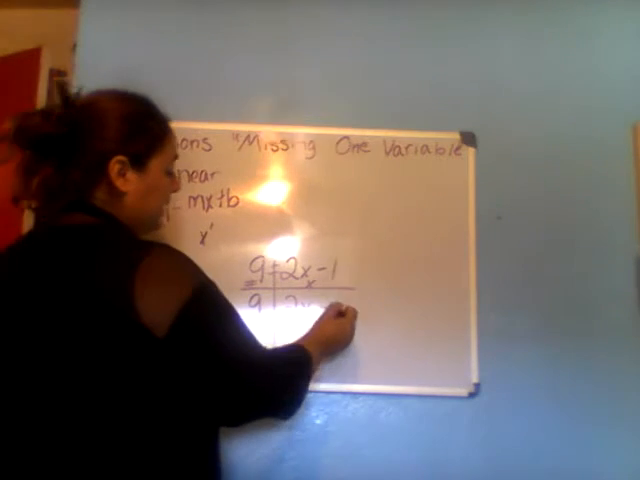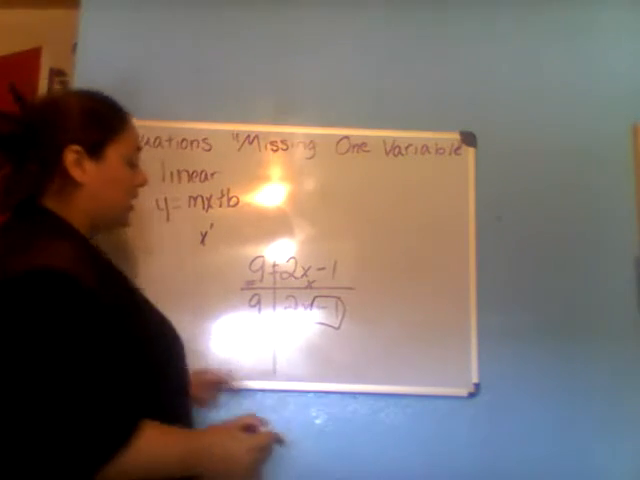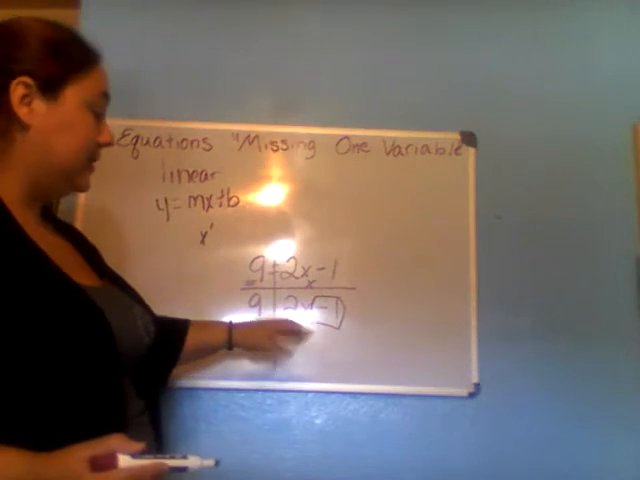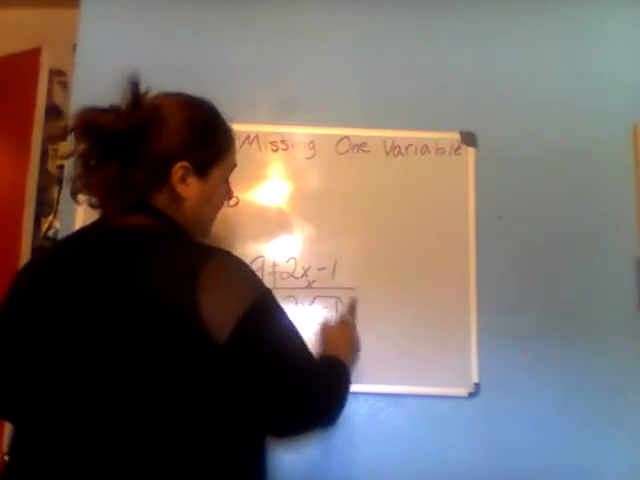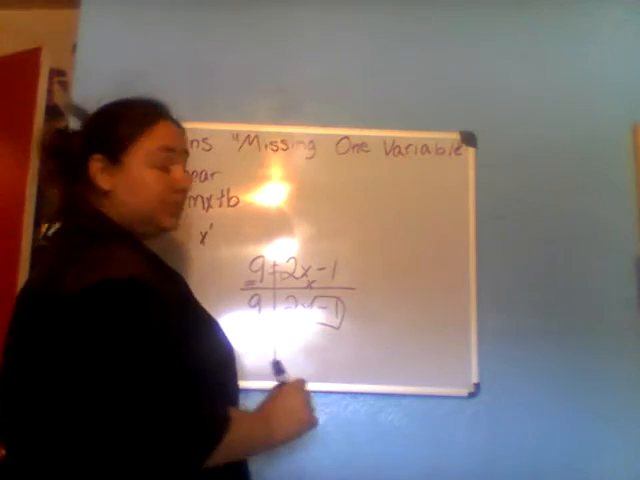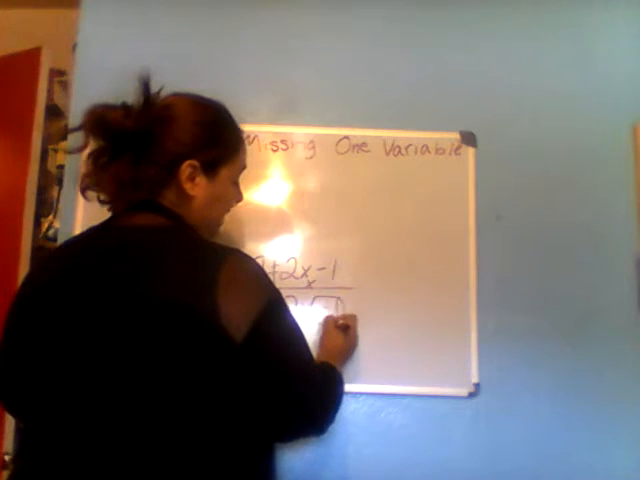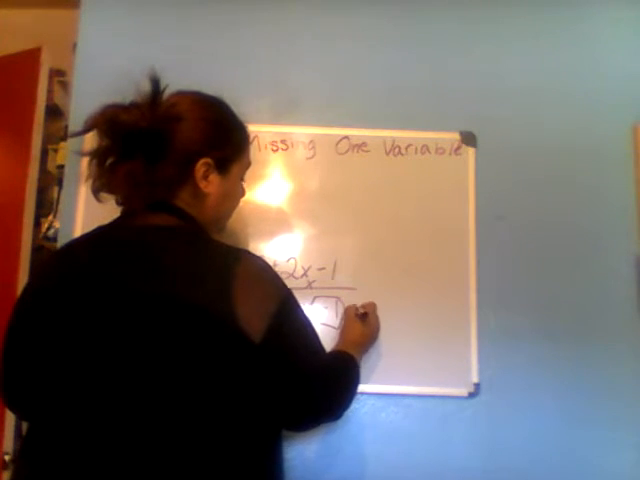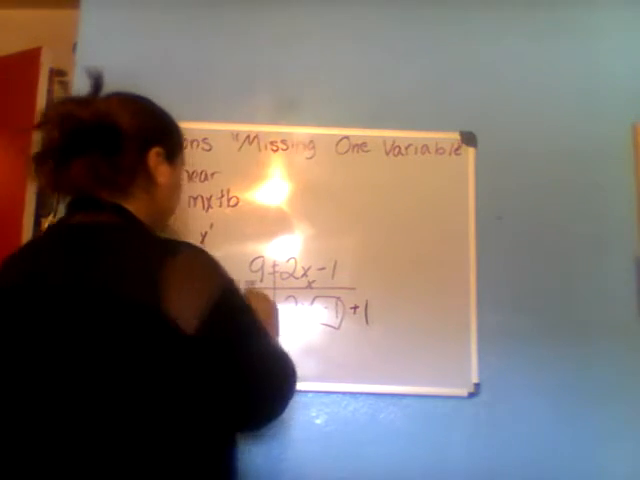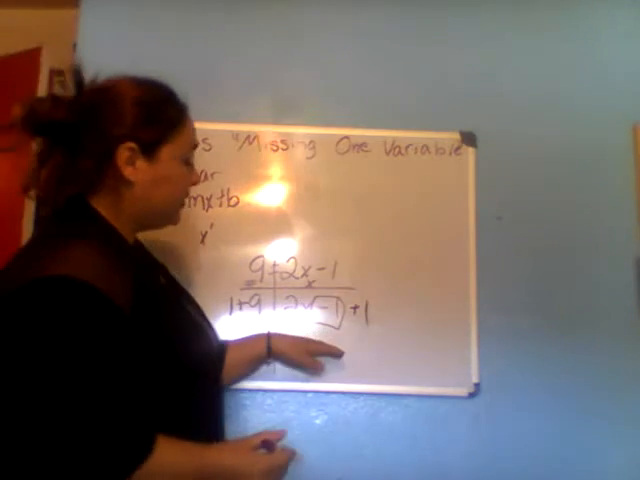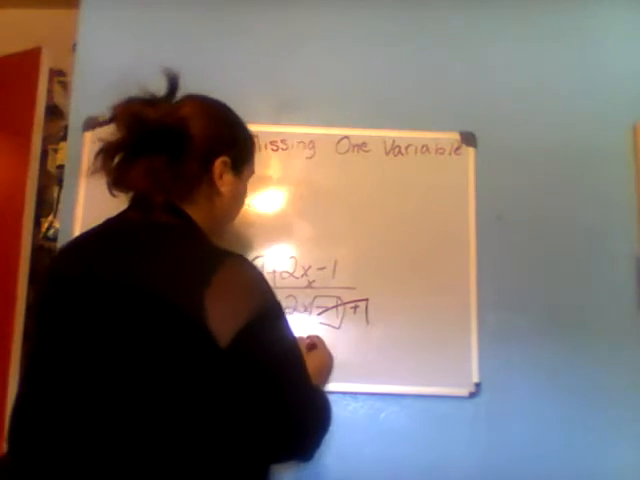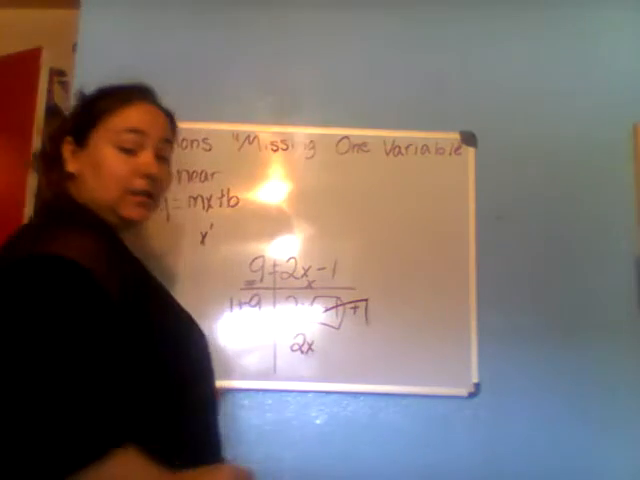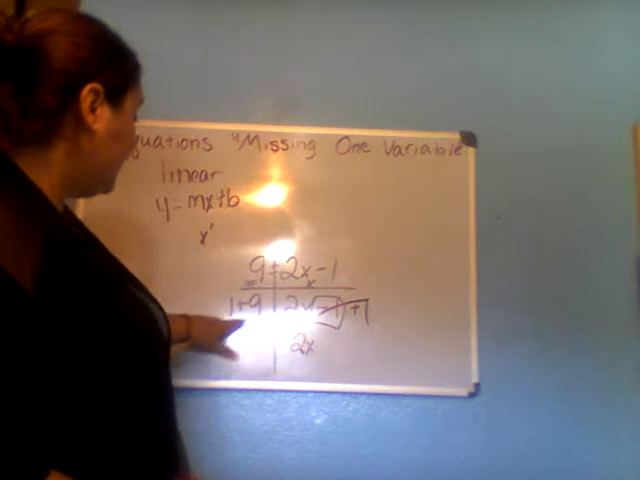Now, in order to get this number to the other side, we need to use a property known as the addition property. What this tells me is I take the opposite of that number and add it to both sides. So once I'm looking at negative 1, take the opposite, which would be positive 1, and add positive 1 to both sides. This is going to cancel out your negative 1, leaving you with just 2x on this side. Now we go to the other and finish this equation.